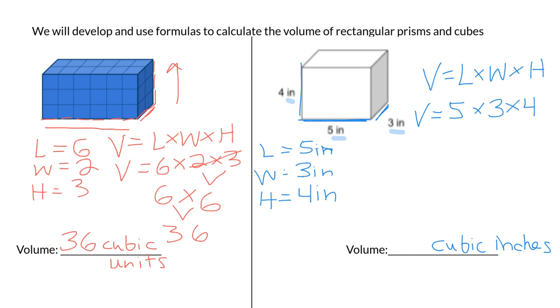Okay, and you can choose to multiply this step by step however you think would be the easiest. I see right here that 3 times 4 makes 12 times 5. Ooh, and I know this multiple of 12 for me is pretty easy. 5 times 12 is 60. So our volume equals 60 cubic inches.